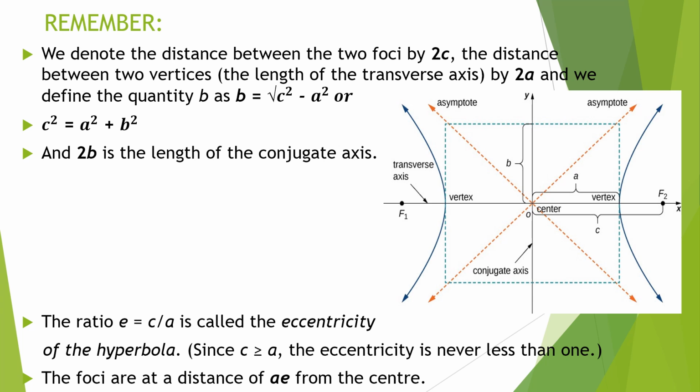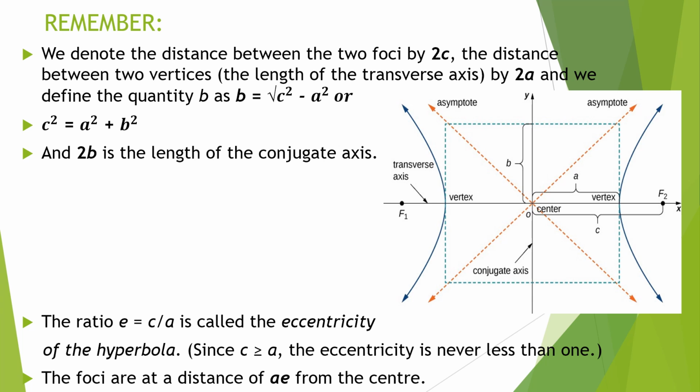The distance between the two vertices, which are on the transverse axis, is 2a, as is clear from the diagram. We define the quantity b as b equal to root of c square minus a square, or c square is equal to a square plus b square. So what will be the length of the conjugate axis? It will be 2b.